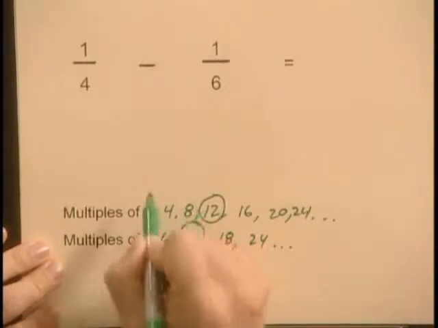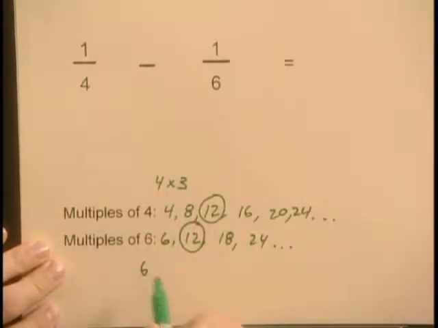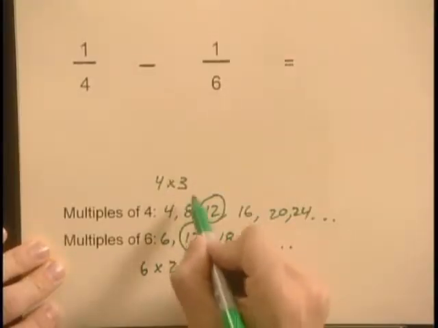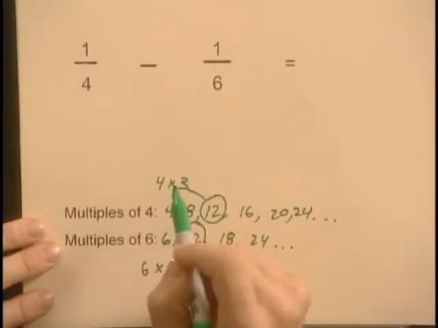In order to get this 12 here, I multiplied 4 times 3. And I multiplied my 6 times? 2. Excellent. To get this 12. So now let's go up here. We're going to convert each of these fractions into an equivalent fraction that is worth the same amount, but instead of a 4 or a 6 on the bottom, it has a 12 on the bottom as its denominator.